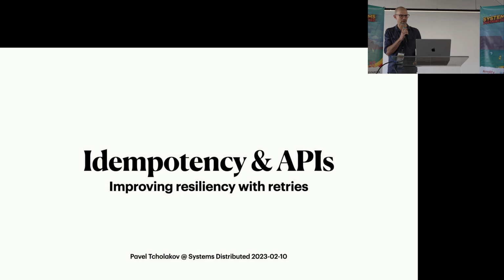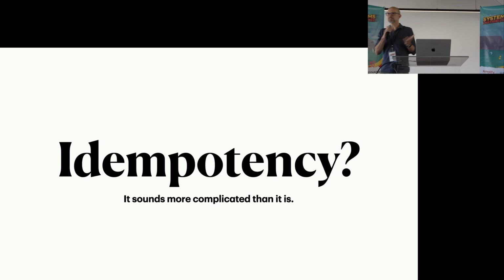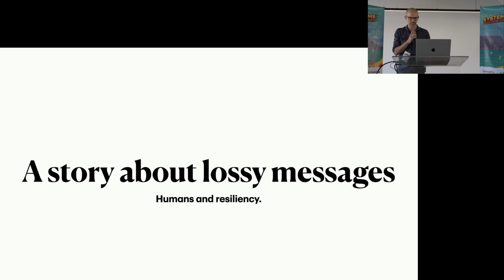So today I'll talk to you about improving the resiliency of APIs. There's this concept called idempotency. Who here has heard about idempotent APIs? Most of the room. Who here has implemented an idempotent API? A good chunk of the room, probably at least a third. Great. So idempotency, what is it? It's a mathematics term that we've misappropriated and applied to software systems.